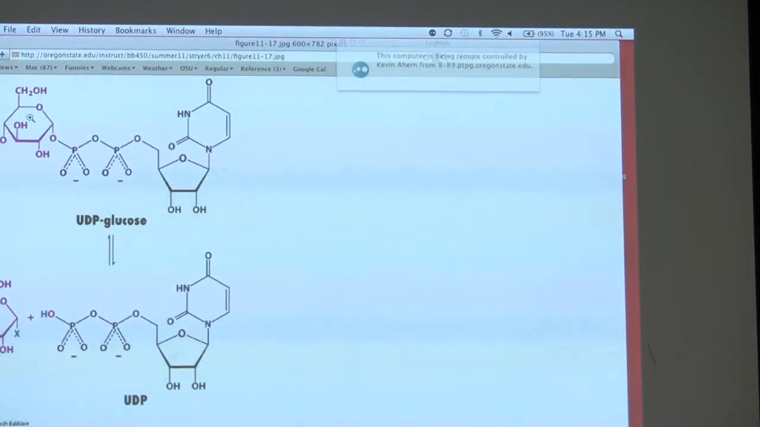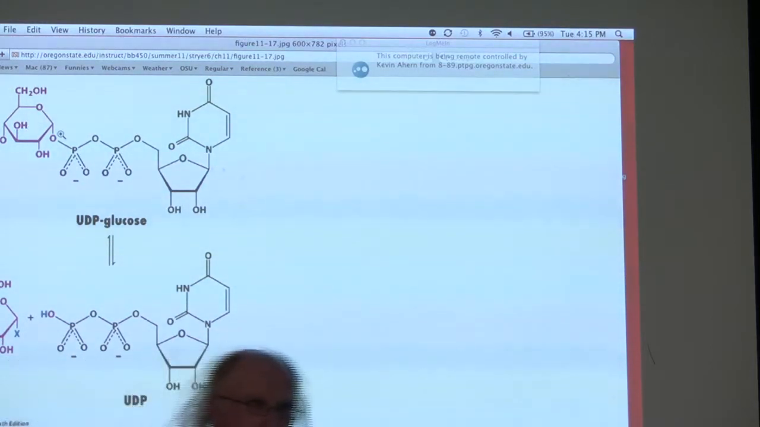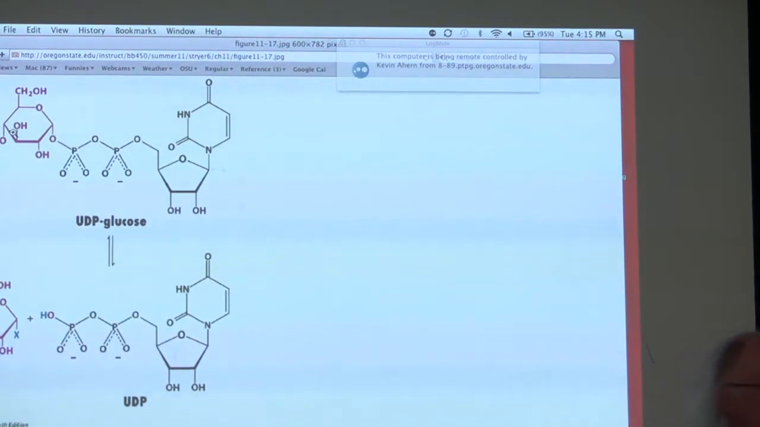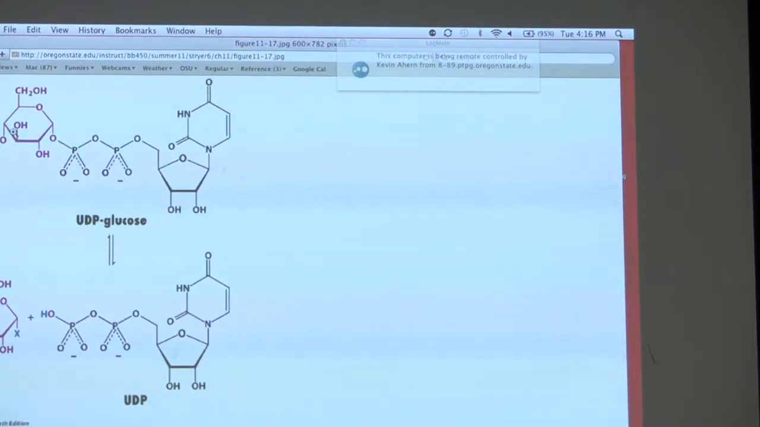So I said we needed energy to make those alpha 1,4 bonds. The energy actually comes from this molecule. So cells synthesize this molecule as a precursor to making glycogen. And we'll see other examples where cells make activated intermediates. If you've ever heard of acetyl-CoA, for example, it's an activated intermediate. The energy of that bond is used to donate a portion of itself to making something else.